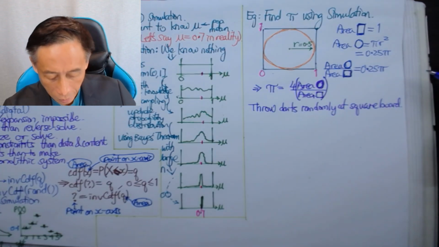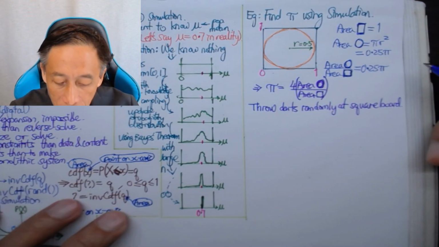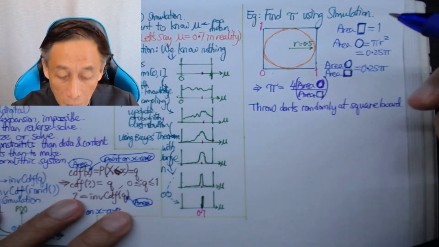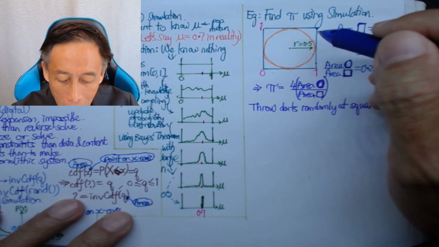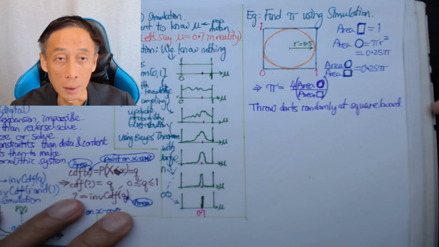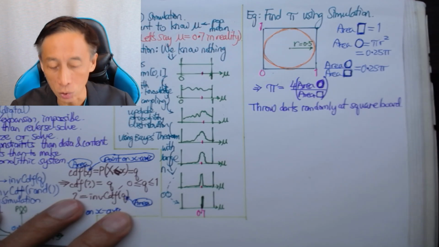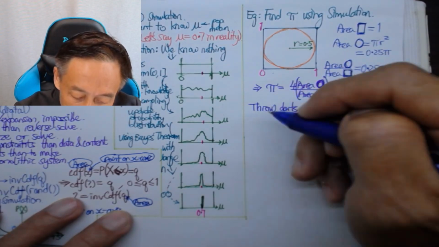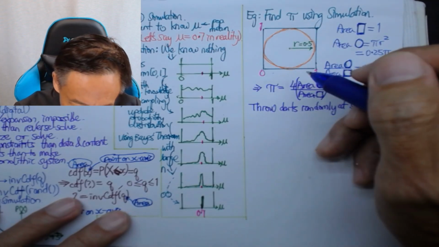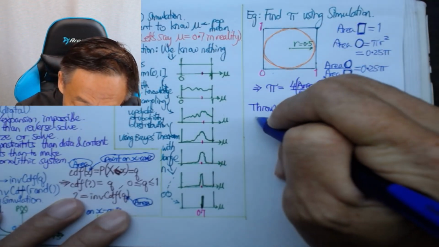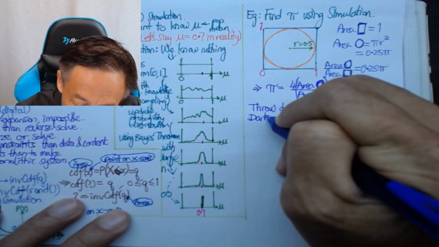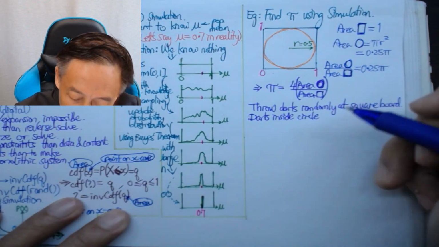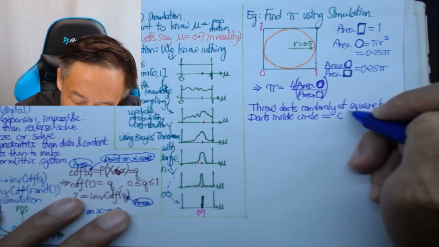Yeah, we're going to do that, and some darts will end up inside the circle. Some darts will go outside of the circle but inside the square. And we will not have darts that go outside the square. Okay, so we throw darts randomly at the square board, right? Some darts will be inside the circle. We will say that that is darts inside circle. That's going to be our count of circle.